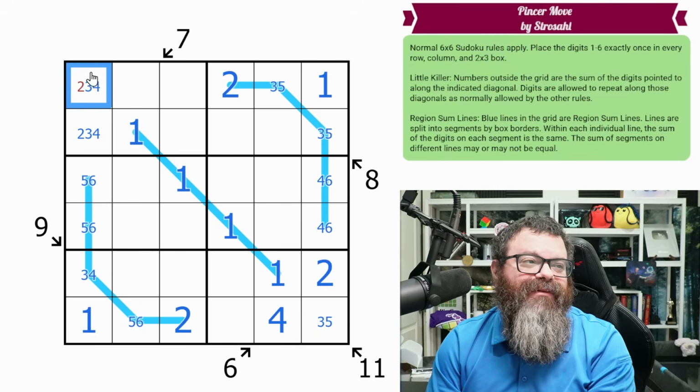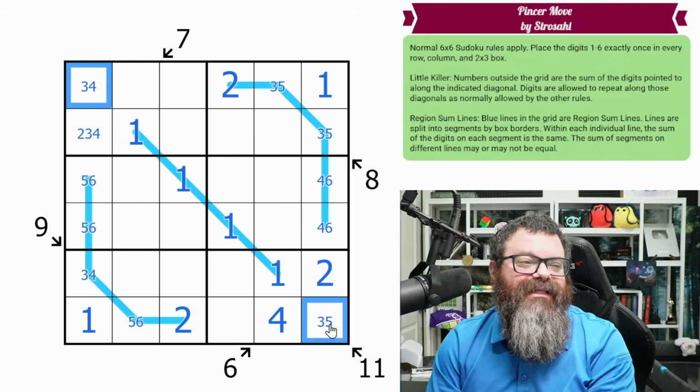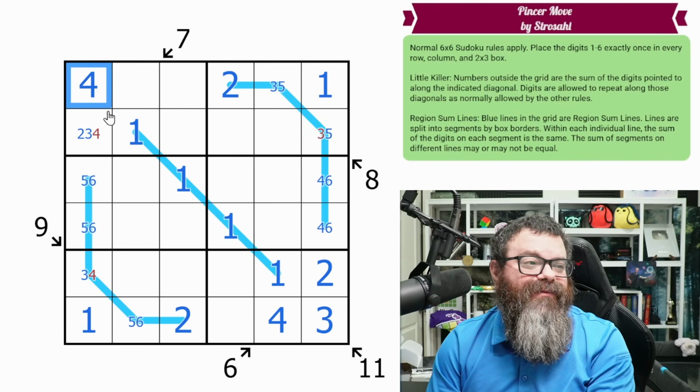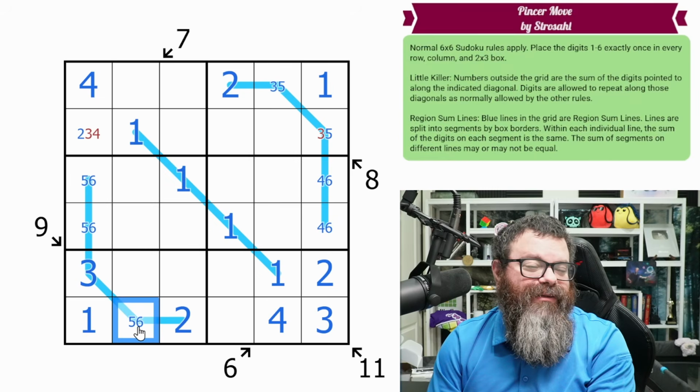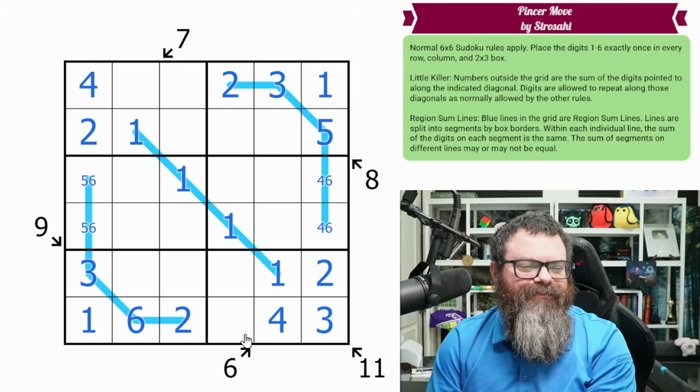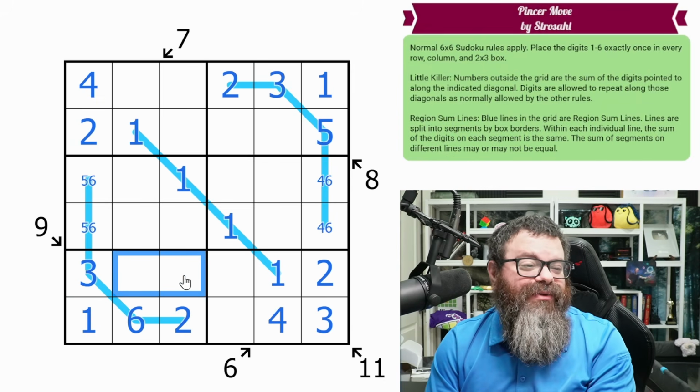So 3, 5. Okay, this one's not 2. What did these add to? These added to 7. So we have to be 3, 4. This is the 3. This is the 4. This has to be 3, 5. No, 3, 6 to add to 9. That's a 2. That's 5 and 3. All right. I think at this point it's just Sudoku.